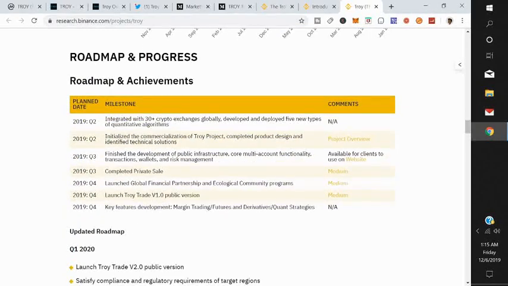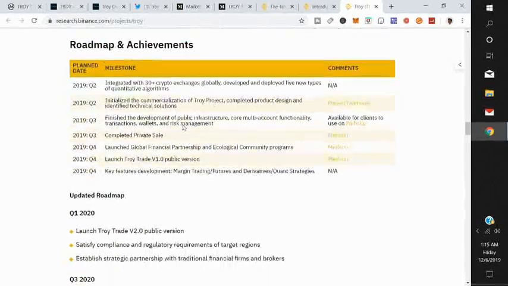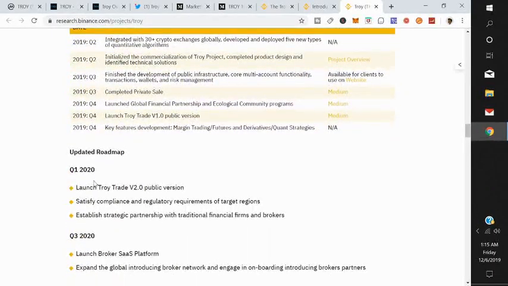So here you have the roadmap and the progress. They want to launch this in quarter one of 2020. They're going to launch the Troy Trade version 2.0 public version, certify compliance and regulatory requirements of the target regions, and establish strategic partnerships with traditional financial firms and brokers.